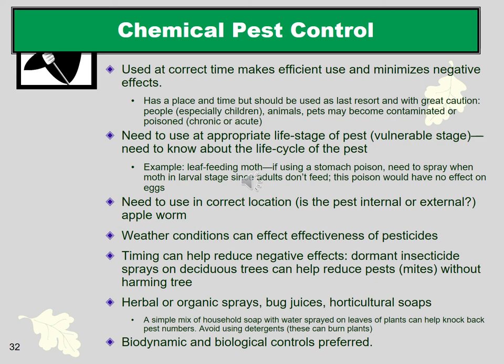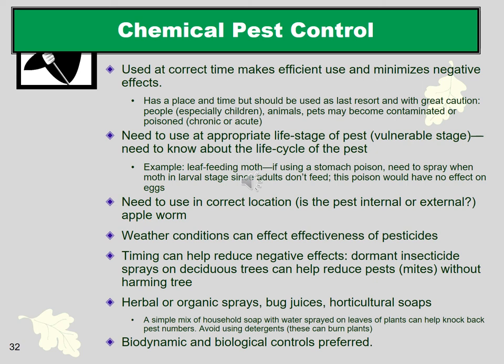There's also a lot of natural methods: herbal or organic sprays, horticultural soaps. They can help reduce the pest, usually not get rid of it completely. And some biodynamic and biological controls work pretty well, and they're preferred by a lot of people that are producing something that's going to be ingested by humans.